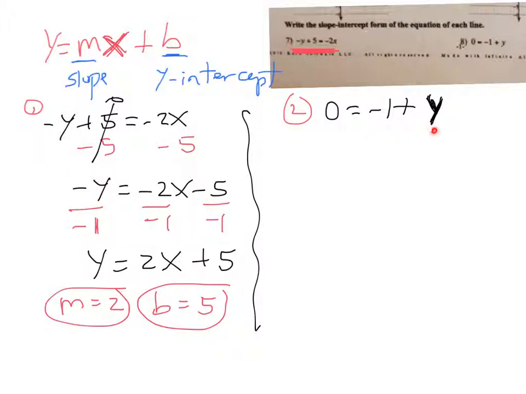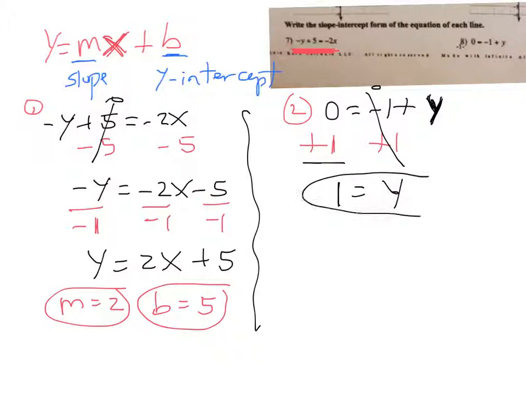So here, I want to leave the y by itself. Therefore, I have to get rid of that negative 1. How? I do the opposite. If it's negative, then I want to add on both sides. On the left side, I'm going to have 0 plus 1 is 1, equals, negative 1 plus 1 cancels out, you get 0, and I bring down the y. Is the y by itself? Yes, therefore that's your answer.